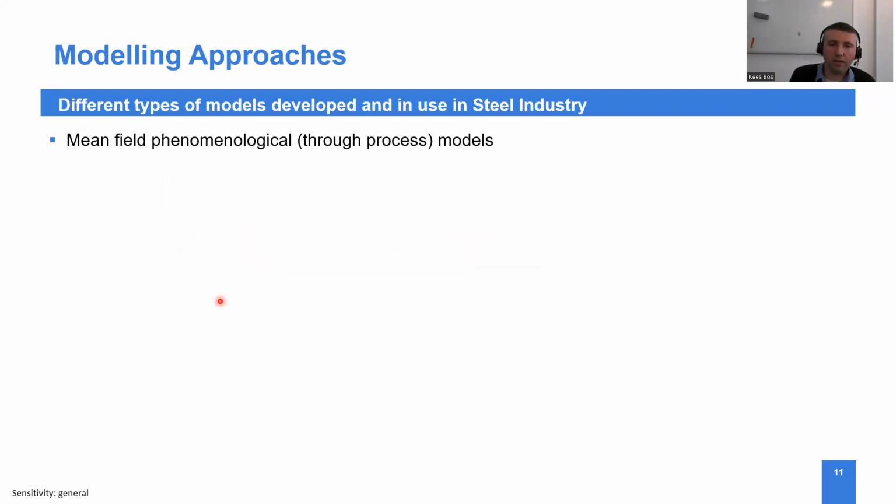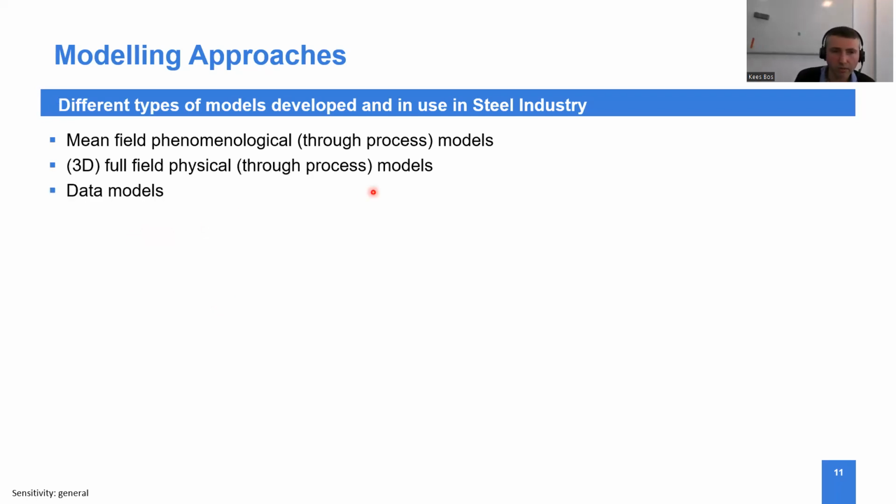And so then I think we can go in two different directions. We can either go in the direction of, well, no, we want to have, say, more full field, really physics-based process models, or we can go in the direction of data models. Given the title of my talk, I hope you're not surprised that here I will focus on the full field physical models.